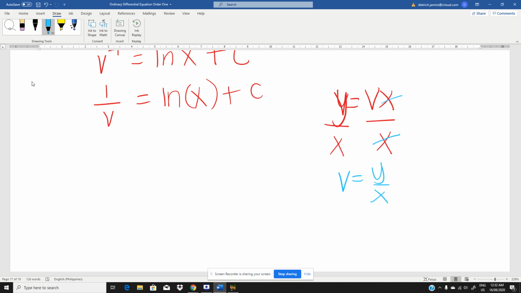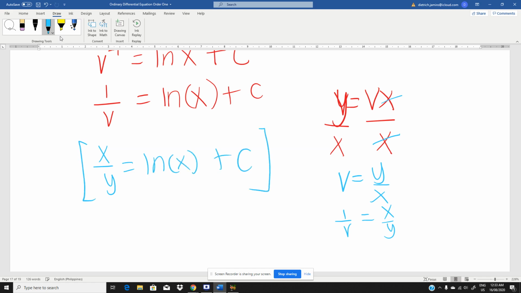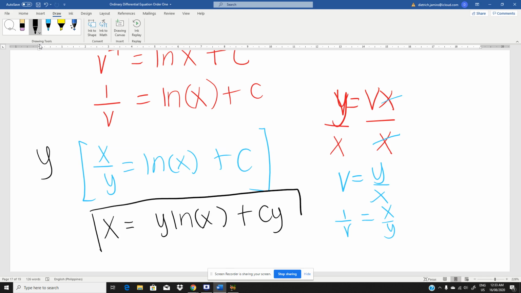As you can see, we have 1 over v here. So we will have 1 over v is equal to x over y. So we will have x over y is equal to ln of x plus c. Multiplying both sides by y, we will have x is equal to y ln of x plus cy. So that's the answer.